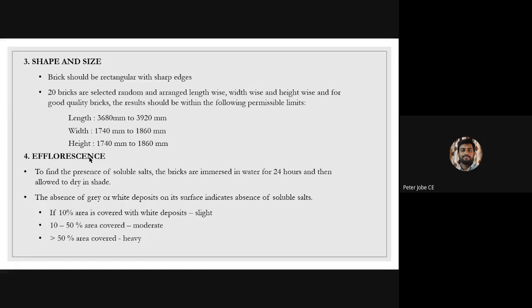If it is affected slightly with the efflorescence, about 10% of the area is covered with white deposit, we will say that it slightly contains soluble salt. And if the area with white patches is between 10 to 50% of the total area, we will categorize that as moderately soluble salts being present in the brick. And if the efflorescence or the white patches cover more than 50% of the area, we'll categorize that as heavily soluble salts concentration present in the brick.